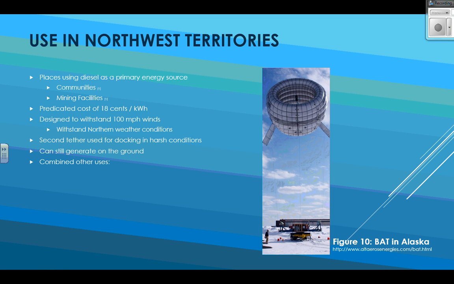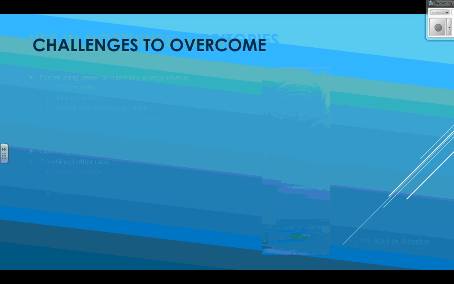There's other uses for these turbines as well, along with the electrical generation. They can cover data so they can bring internet to remote locations in the Northwest Territories, be a cell phone tower for cell service, or a local weather gathering system.